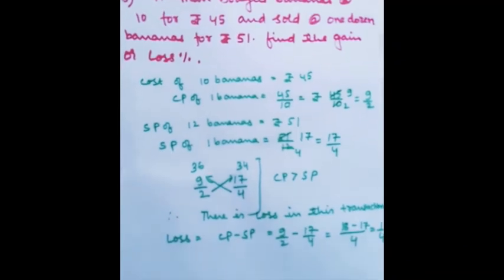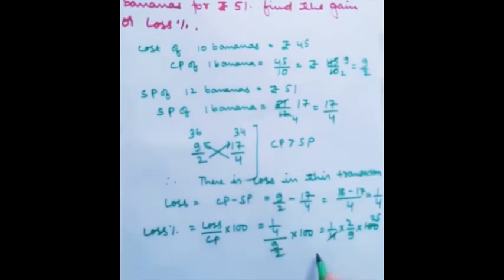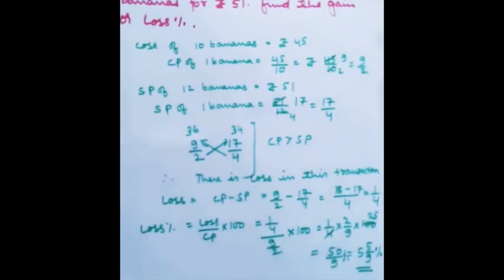So loss percent. How will you find loss percent? Loss percent will be equal to loss by CP into 100. Your loss is 1 by 4 divided by what is your CP? 9 by 2 into 100. So 1 by 4 into 2 by 9 into 100. 4 25s are 100. Here you are getting 50 by 9. So 9 5s are 45, 5 by 9%. So what is your loss percent? 5 by 9%.